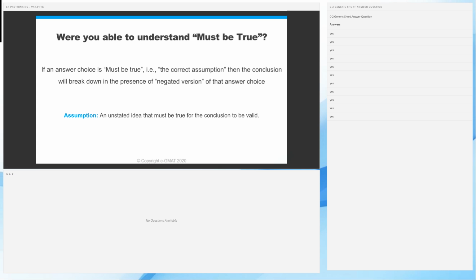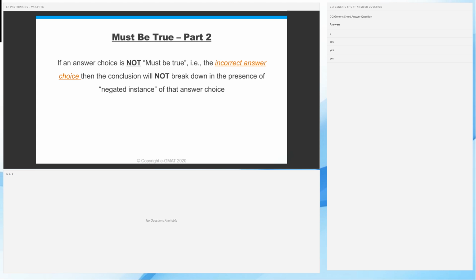Okay, so this is the notion of must be true, which means that if an answer choice is the correct assumption, then the conclusion will break down in the presence of the negated version of this answer choice. In other words, if a pillar is an essential pillar, you remove that pillar, your roof is going to cave in. That's what the definition of an essential pillar is. Is that clear? Okay. Let's look at the other side of it as well. If an answer choice is the incorrect answer choice, which means it doesn't satisfy the must be true condition, then your conclusion is not going to break down in the presence of the negated instance of that answer choice.